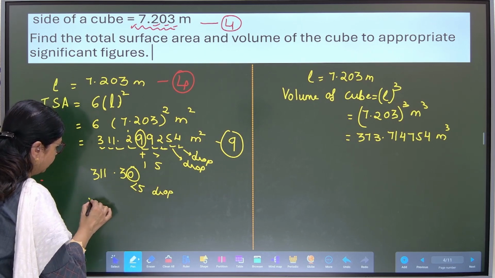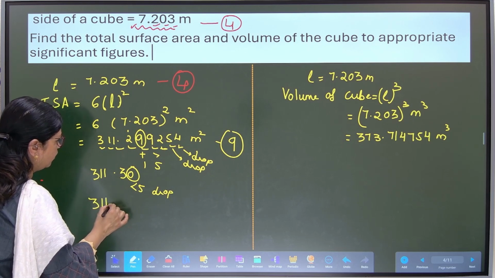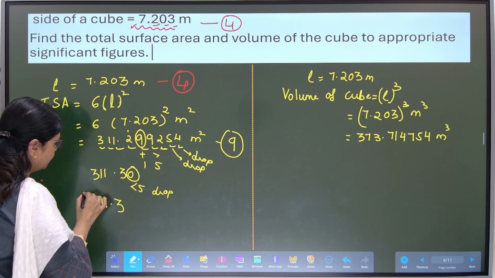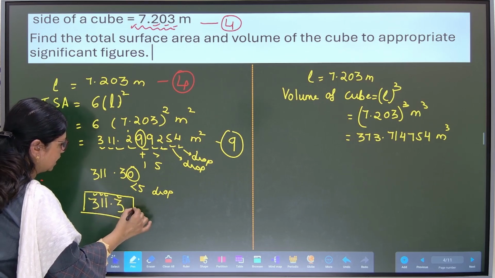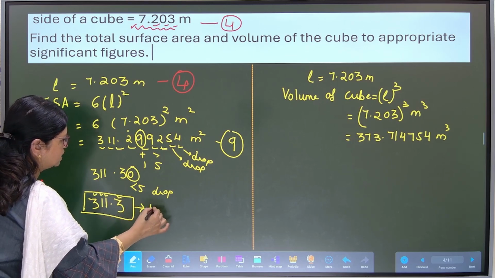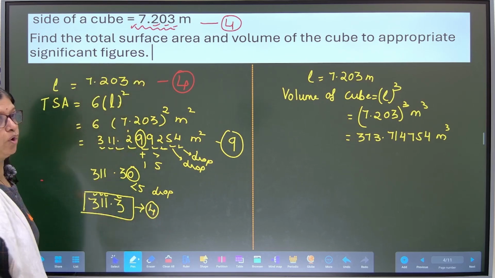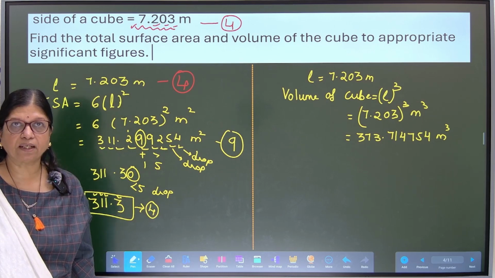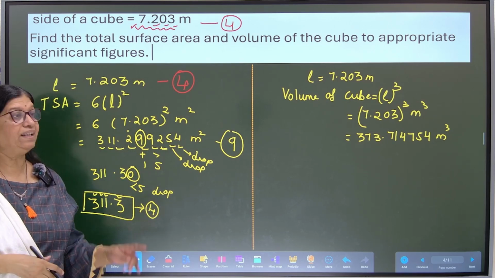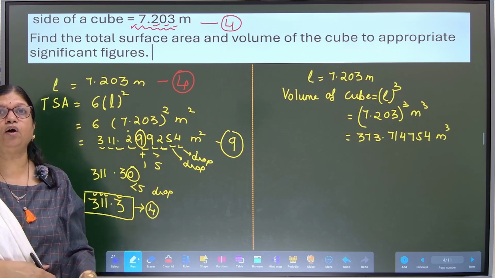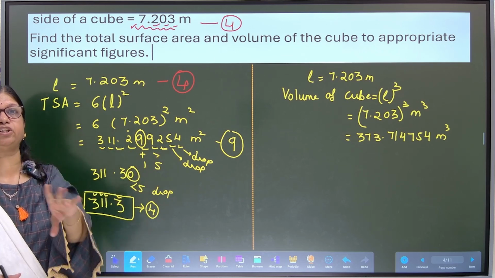Okay. So, my final answer becomes 311.3, with 1, 2, 3, 4 significant figures as required for the question. So, in this way, I should follow the rule for every digit.